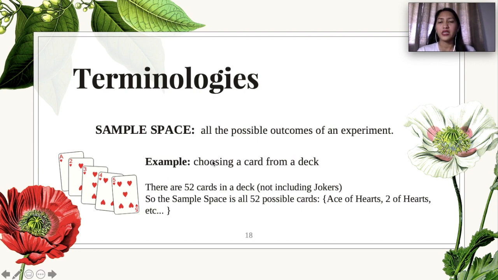So, as you can see, when you say sample space, if your experiment is choosing a card from a deck, then all of the faces on the 52 cards in a deck will be listed. You have to list all the possible results. That's what you call sample space. This is just an example of a basic experiment. There are still a few more that are quite more complicated than this example.